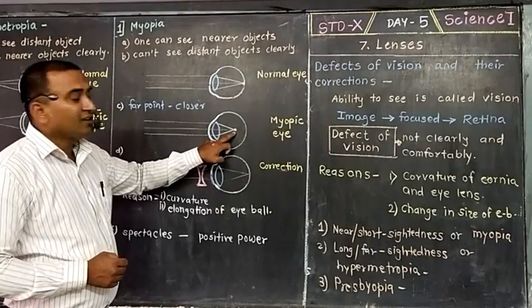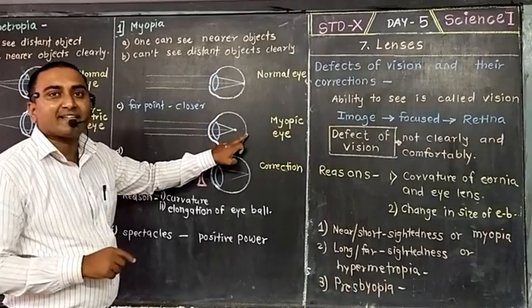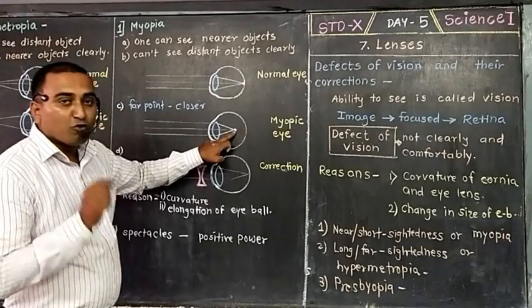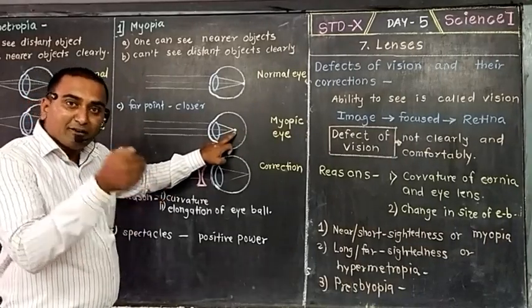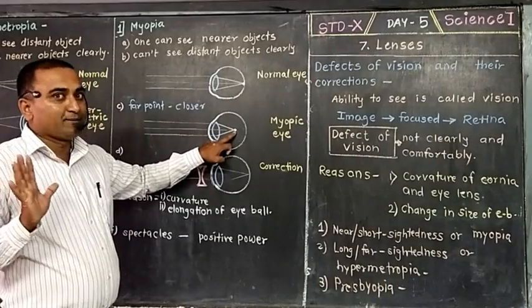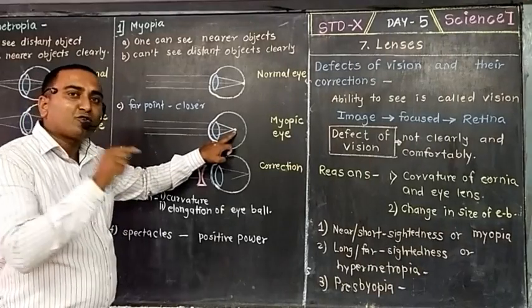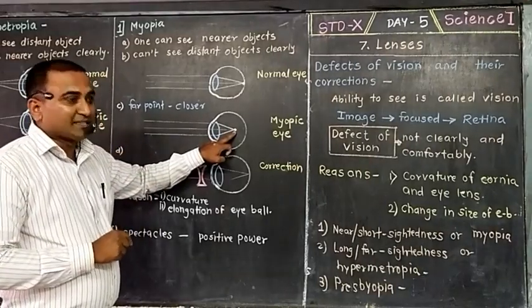So definitely, when the focus is maintained on the retina, only then are we getting a clear image. Here, the focus is in front of the retina. So definitely we can't see these objects clearly and comfortably. We have to face some problem in seeing the objects.